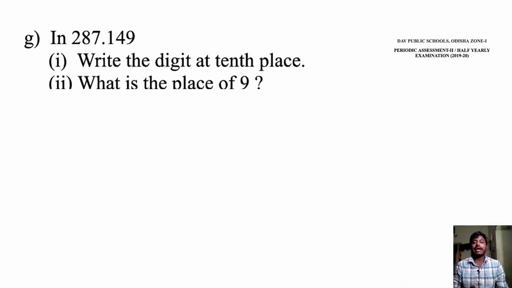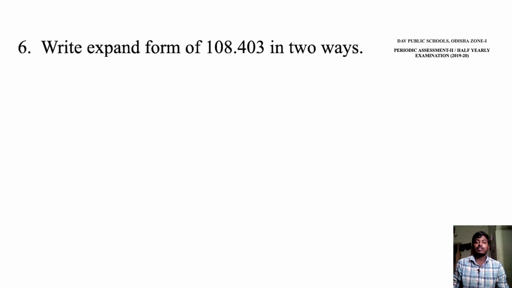In this number, write the digit at the 10th position. 10th position means after the decimal, that is the 1. So the answer is 1. What is the place of the 9? 9 is thousandths. Okay. Next.